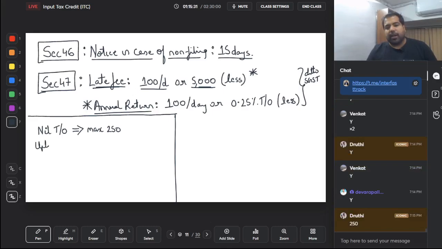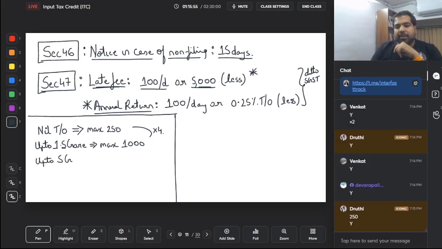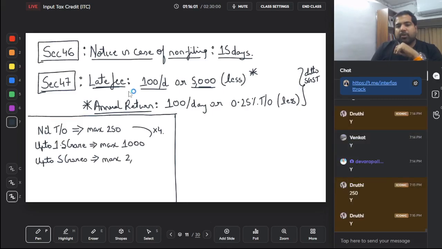If the turnover is up to 1.5 crore, that means, guys, are you slightly bigger? Yes. So it's maximum 1,000, 4 times. So 250 into 4. So bigger the turnover, bigger the penalty or bigger the fee. If it's more than 1.5 crore and up to 5 crores, guys, are you even bigger? Then it is maximum 2,500. So 250 and 2,500, but still it has not reached 5,000, guys. Still it is lesser than 5,000.